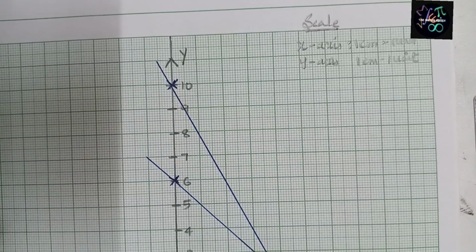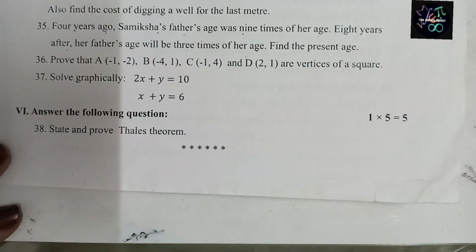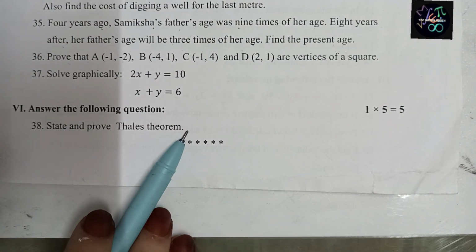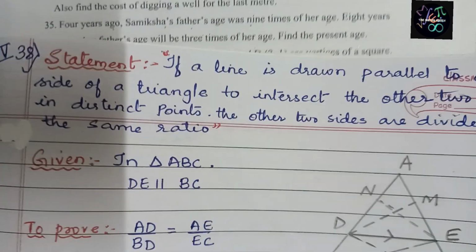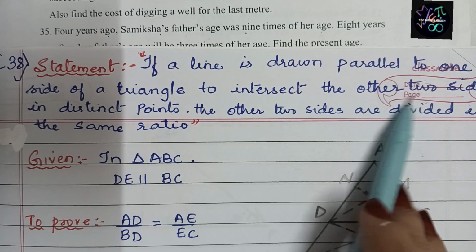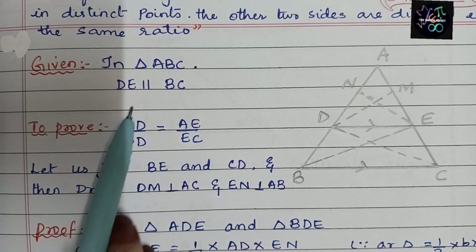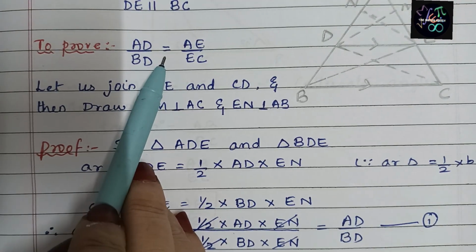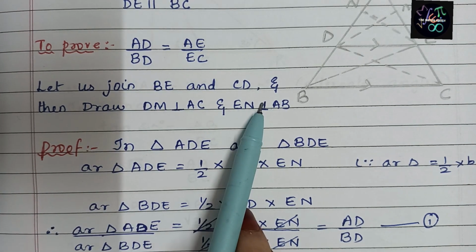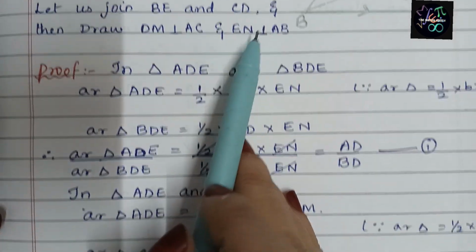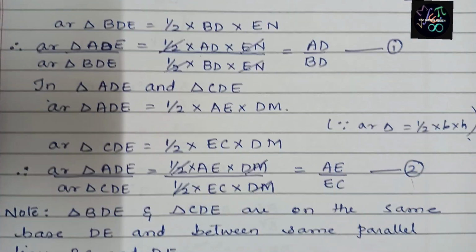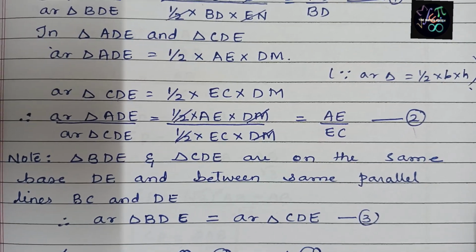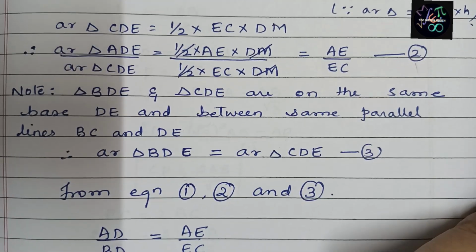Okay, let us see the last question of this question paper, that is state and prove Thales theorem. Thales theorem I have already explained in my previous video, but I'll just show you here. The statement, and then it is given to prove, then a small construction, and this is the proof part, which I have already explained in my previous videos. So this is the Thales theorem.